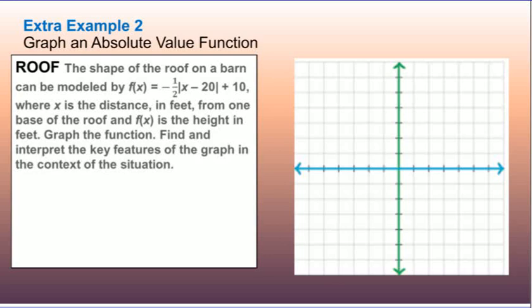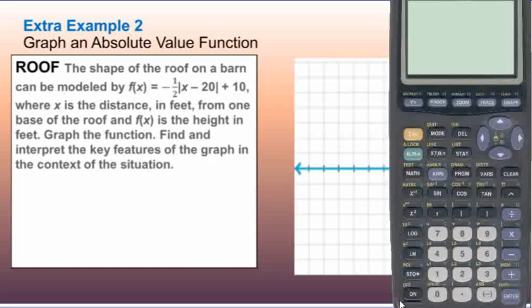So the first thing we're going to do is use our calculator to create the table of values. So we grab our calculator, go to the y equals. So we need negative 0.5, so half is 0.5. Hit the math button, go over to numbers for absolute value. Then we have x minus 20, then parentheses, and then plus 10. Now if I hit graph, you can see what the roof of the barn would look like. We could keep it as that, that's fine.